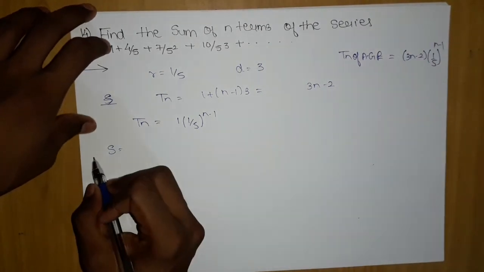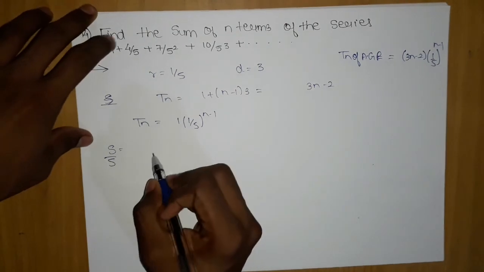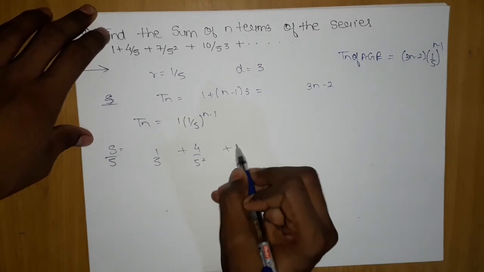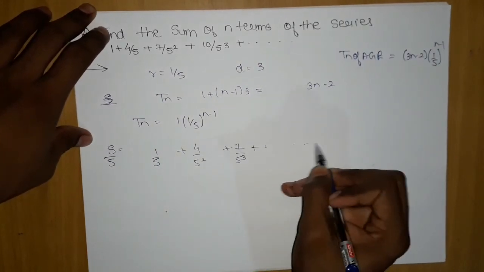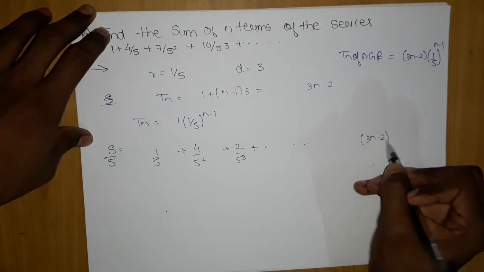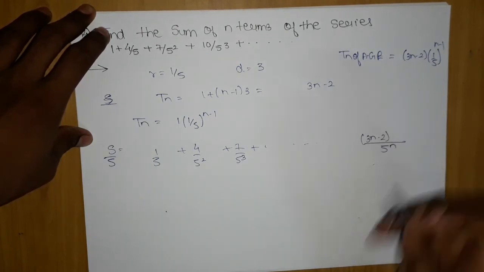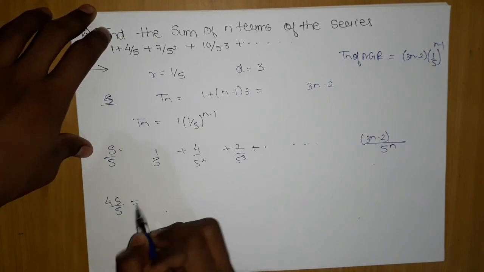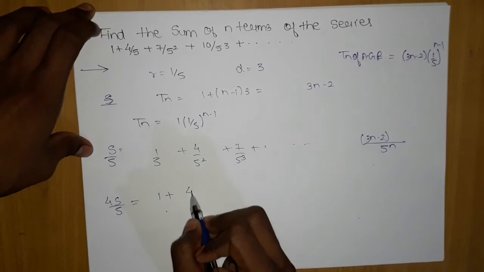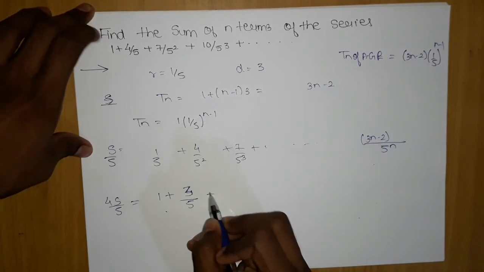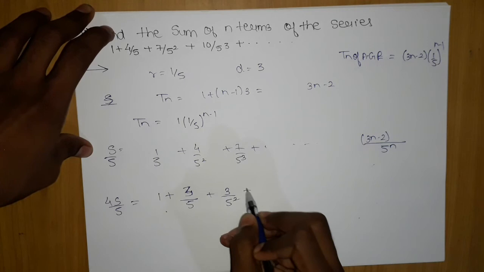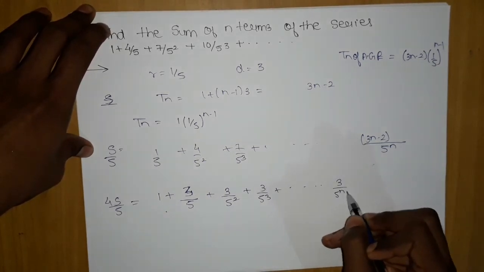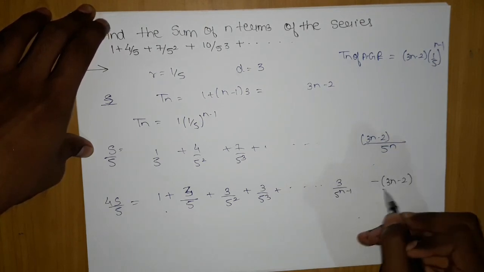Now if I multiply S by 5 and write what I get: 1 by 5, 4 by 5 square, 7 by 5 cube and so on. The last term will be (3n minus 2) upon 5 power n. Similarly, if I subtract, I get 4S by 5. Very simple. 1 plus, this will cancel out with this, giving 3 by 5, then 3 by 5 square, 3 by 5 cube, till 3 by 5 power n minus 1, minus (3n minus 2) upon 5 power n.